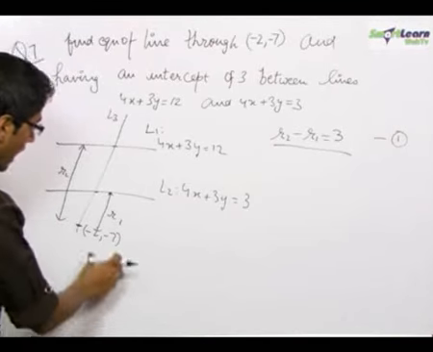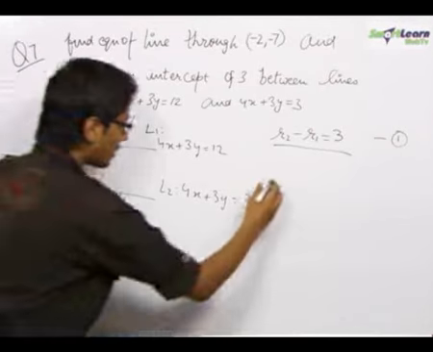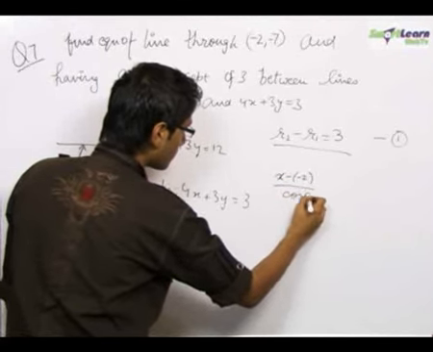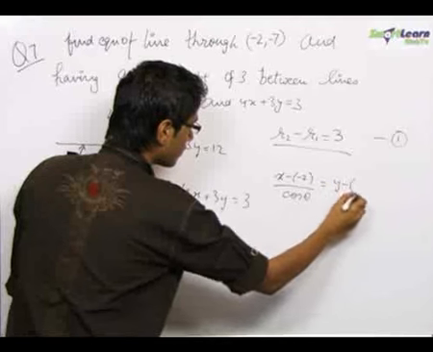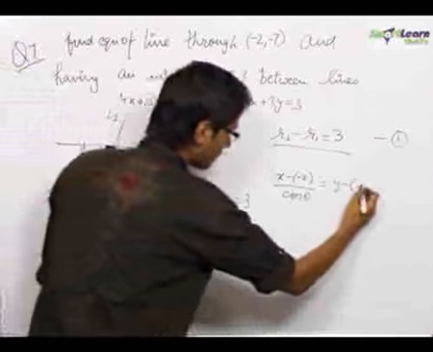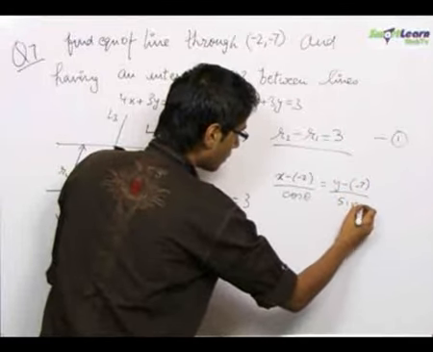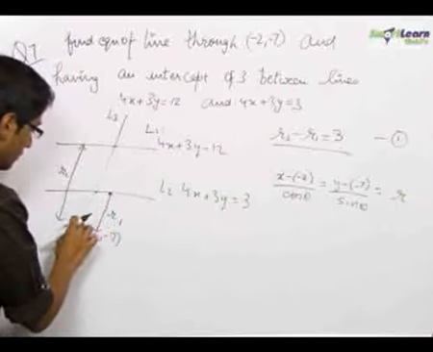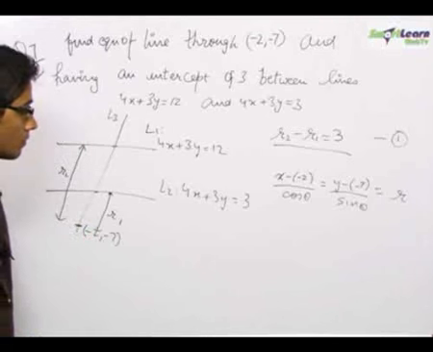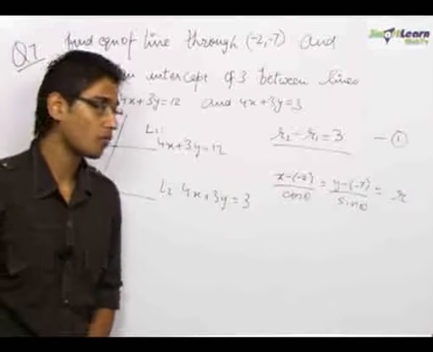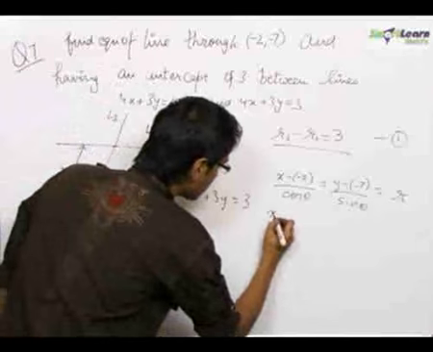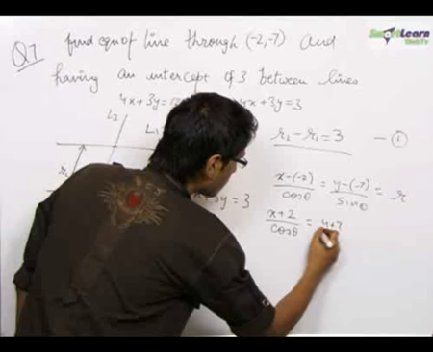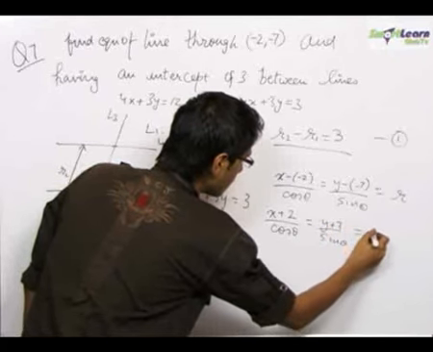Now the parametric form says that any line which passes through (-2, -7), we can write as (x - (-2))/cos θ = (y - (-7))/sin θ = r, where r is any general distance from the point, where tan θ is equal to the slope of the line. So we can write this as (x + 2)/cos θ = (y + 7)/sin θ = r.